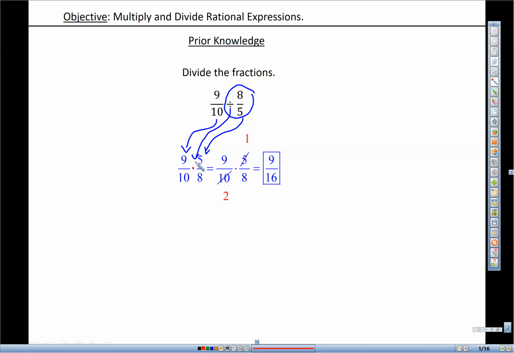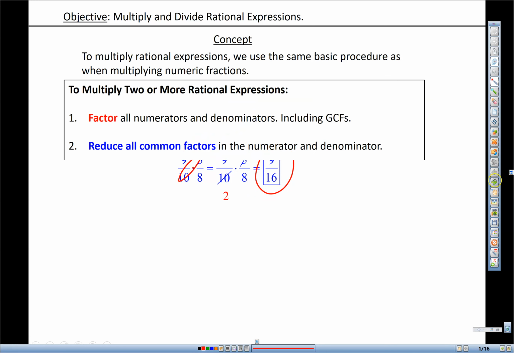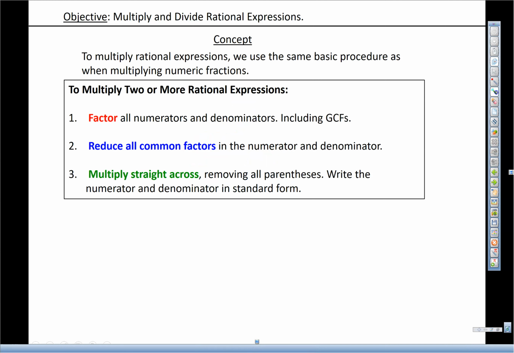With rational expressions, we're definitely going to want to do our reducing first. Saves us time, saves us writing, all that kind of stuff. So we can reduce the 5 and the 10, shown here. They're reduced to a 1 and a 2, and then multiplying straight across gives us the final answer of 9/16. So now we're going to look at some multiplication problems first.